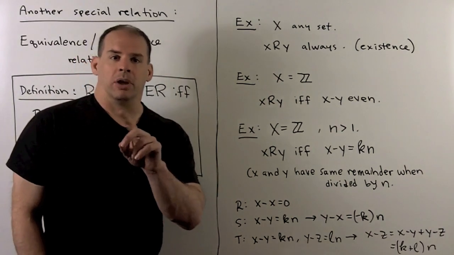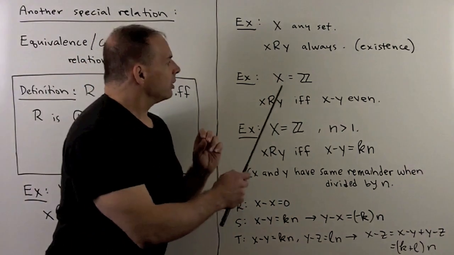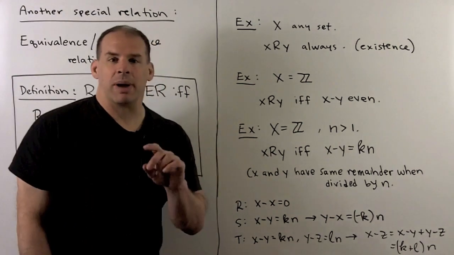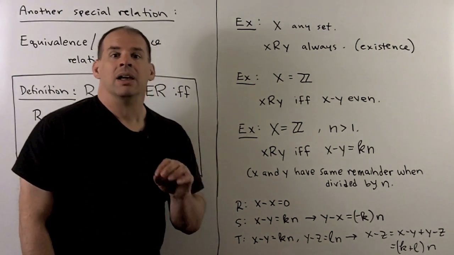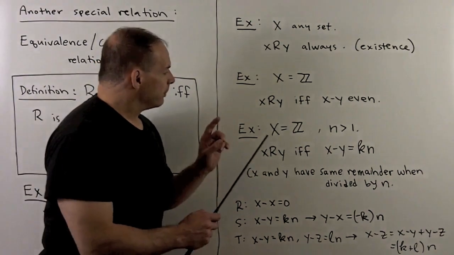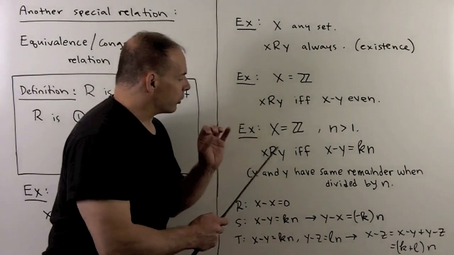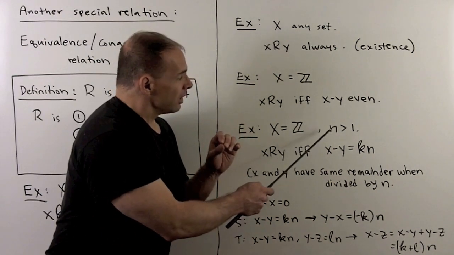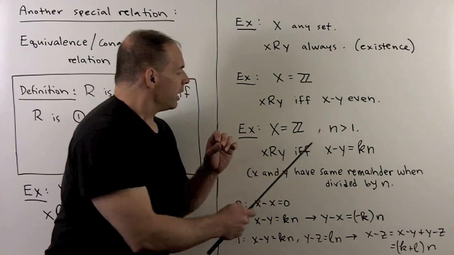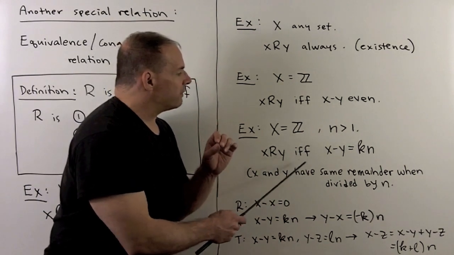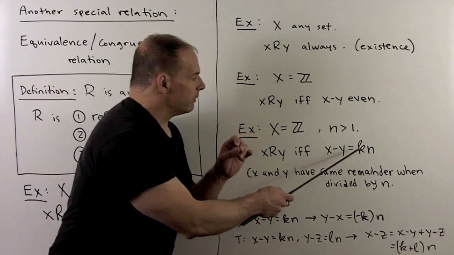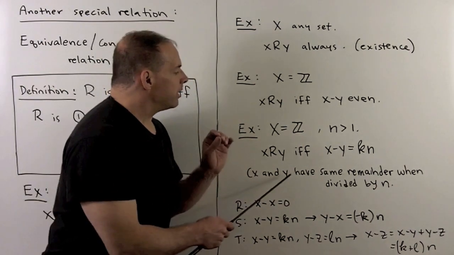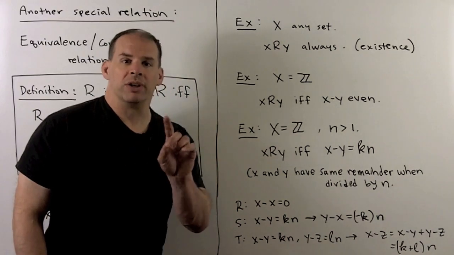For something a little bit less trivial, let's take our set to be the integers. I'll say X is related to Y if and only if X minus Y is even. This is going to be a special case of another equivalence relation, another class. So here we'll have X, the integers. I'll fix some integer n greater than 1. And we'll say that X is related to Y if and only if X minus Y is some multiple of n. So here we're saying that X and Y are going to be related if they have the same remainder when they're divided by n.